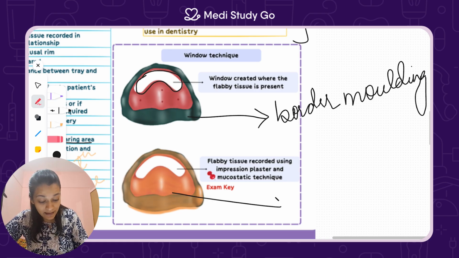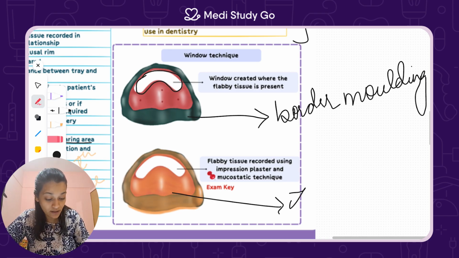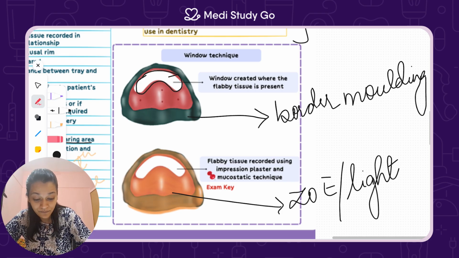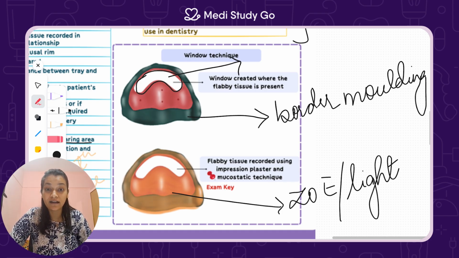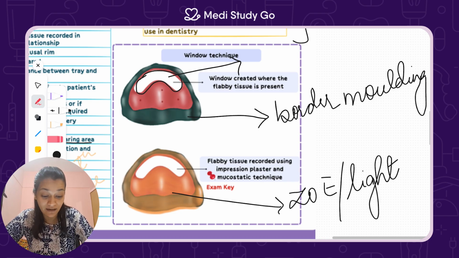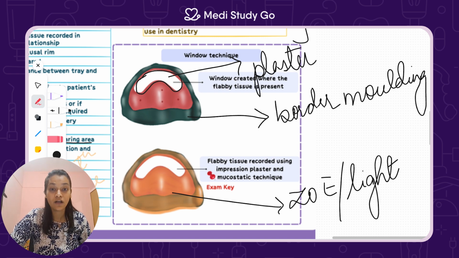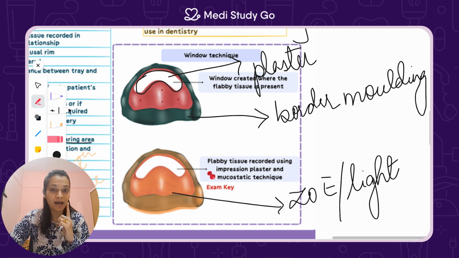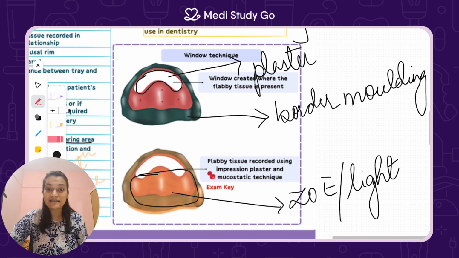Now, the area that is firm and resilient can be recorded using zinc oxide eugenol. It can also be recorded using light body impression material, but this need not be recorded under any pressure. So there has to be a completely mucostatic impression material. And what comes into your mind? Yes, it is impression plaster. So you record your impression with impression plaster. You paint that flabby tissue with impression plaster, you let it set, you fill this with the desirable material of choice and you record the entire impression.